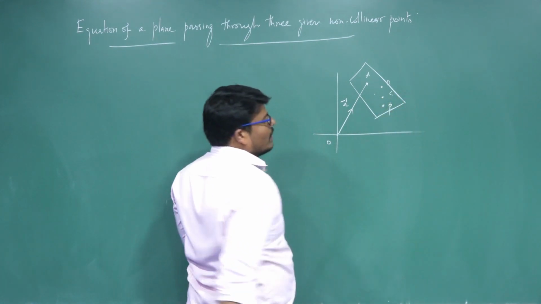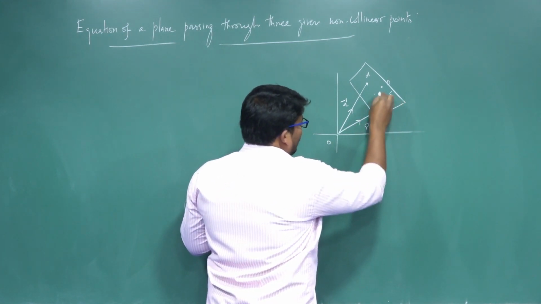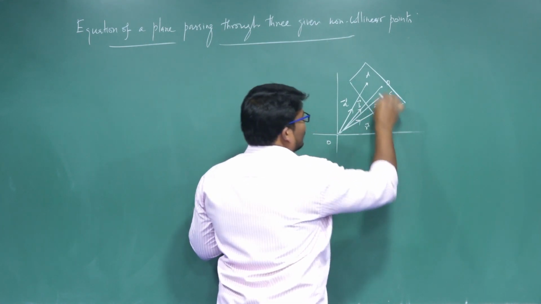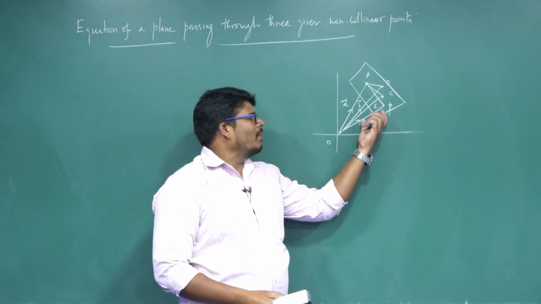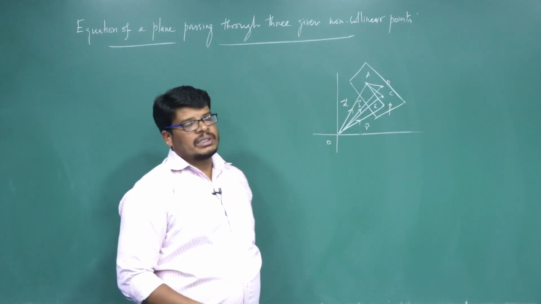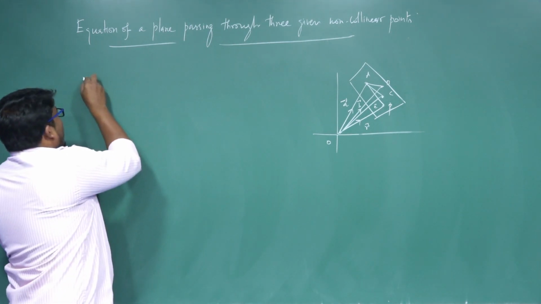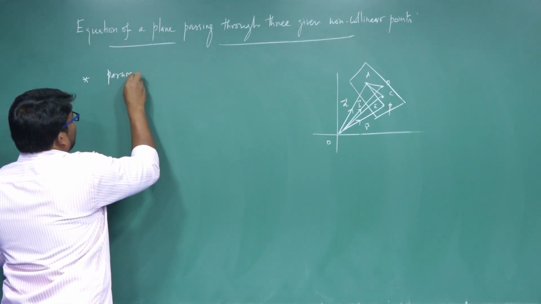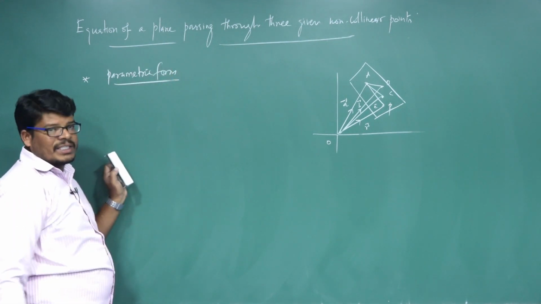Let P be any point on the plane, with OP vector equal to r vector, OB vector equal to B vector, and OC vector equal to C vector. Now we join the lines. That is the equation of the plane. Find the equation of the plane given 3 non-collinear points. First, write the parametric form of vector equation.